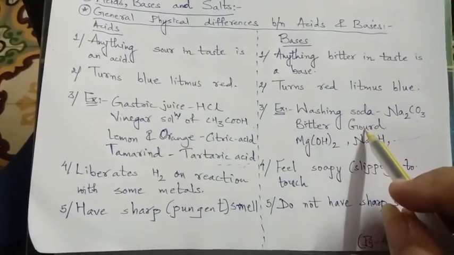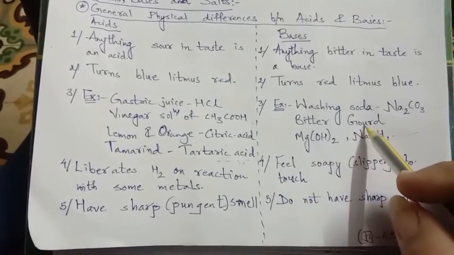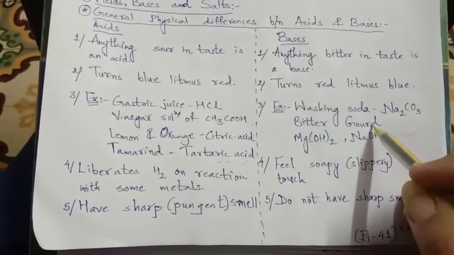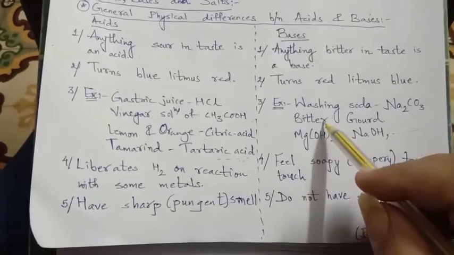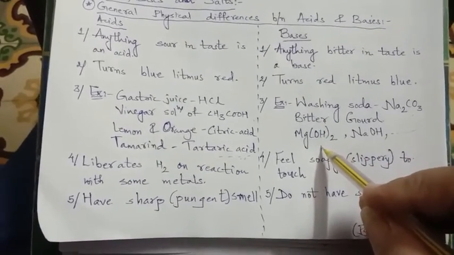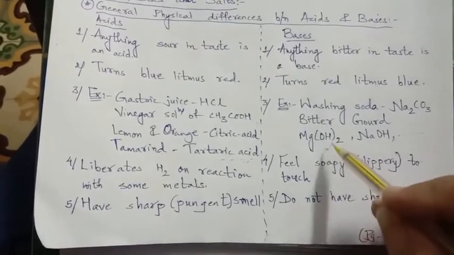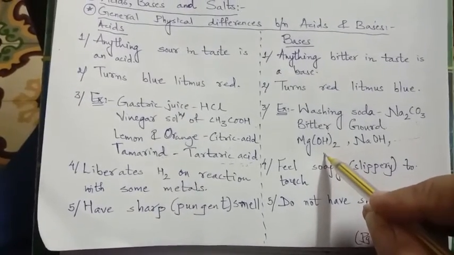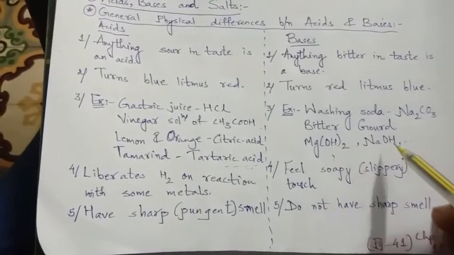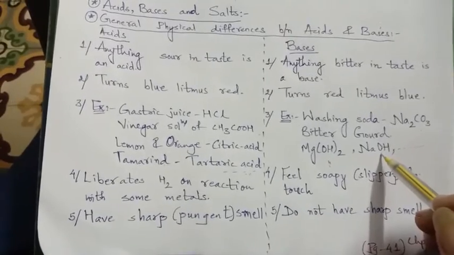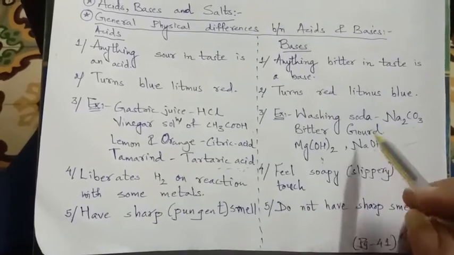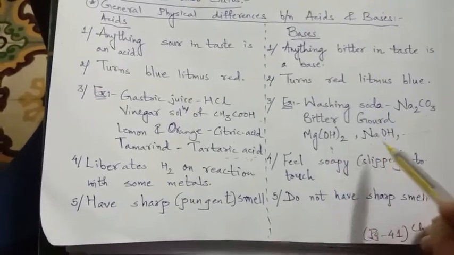Bitter gourd, that is Karela, right? I hope that you all like bitter gourd sabji, that is Karela sabji, which is bitter in taste, that means it contains basicity. Magnesium hydroxide, Mg(OH)2, is used as a main content in the Digene syrup, which reduces the acidity. Sodium hydroxide, right? It is one of the components used to prepare soap and detergent.